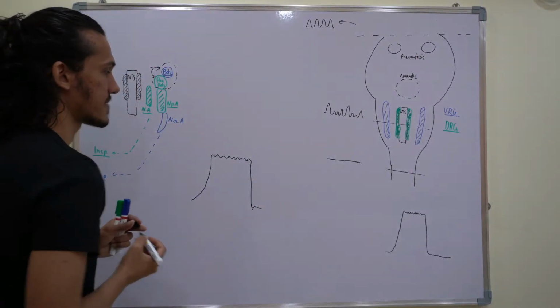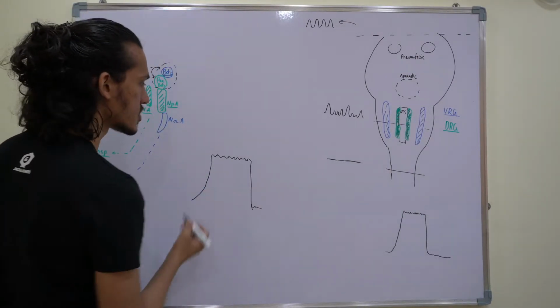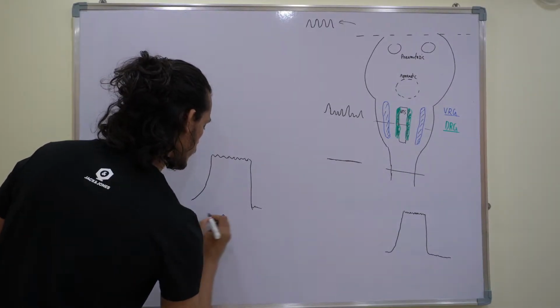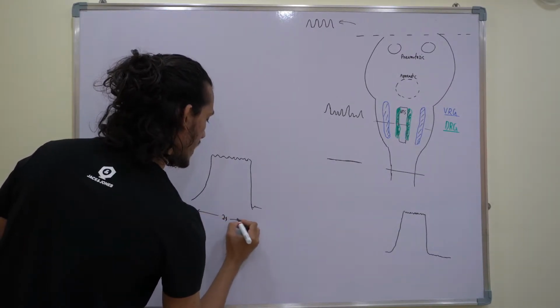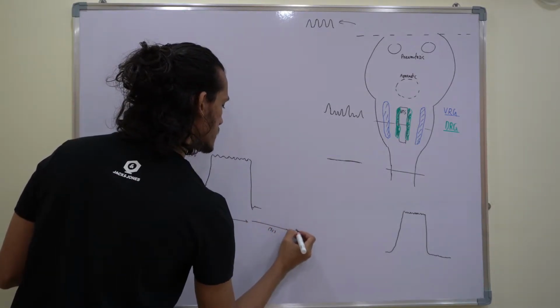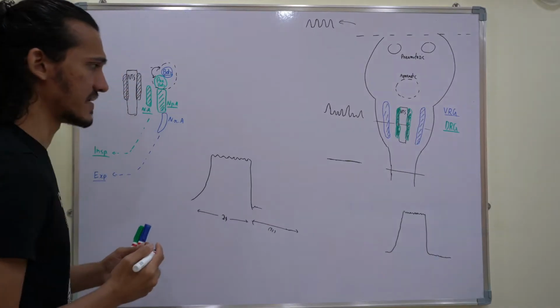So this is your RAM signal, inspiratory RAM signal. Normally this takes around 2 seconds, and expiration goes on for about 3 seconds. So this is a normal scenario that we see.